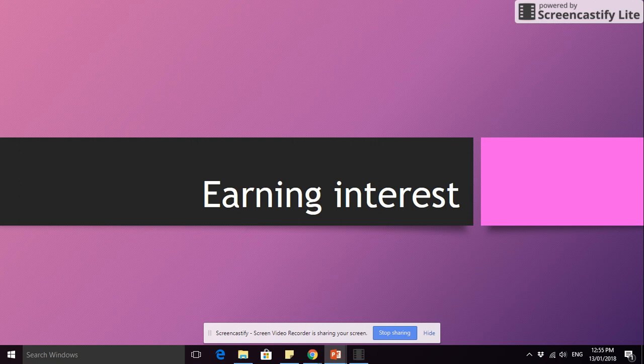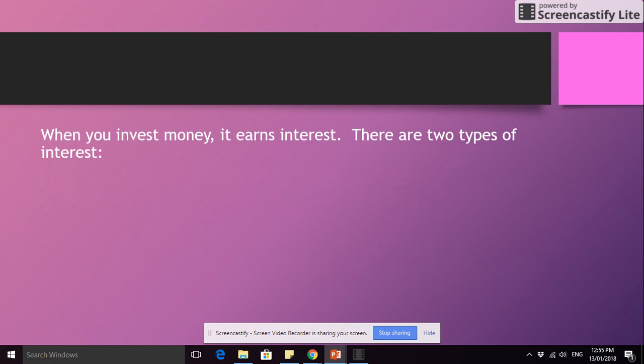All right, so the first thing we're looking at is earning interest. When you invest money, it earns interest. So if you get paid, like you do from the job that you get, and you put it into the bank in a special place, you can actually make more money from just leaving your money there. All right, so this is what we're looking at, interest.